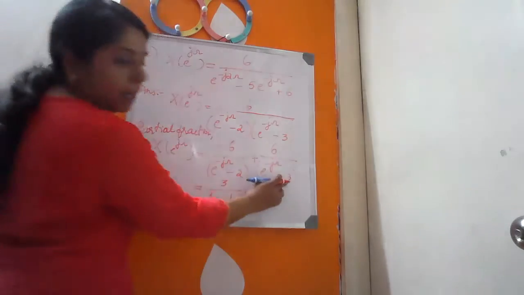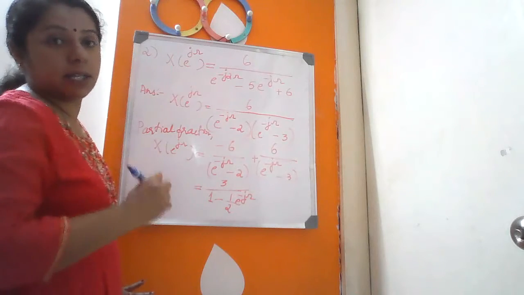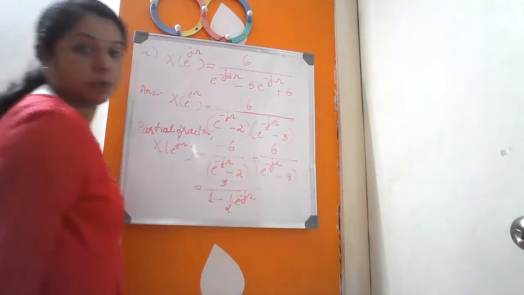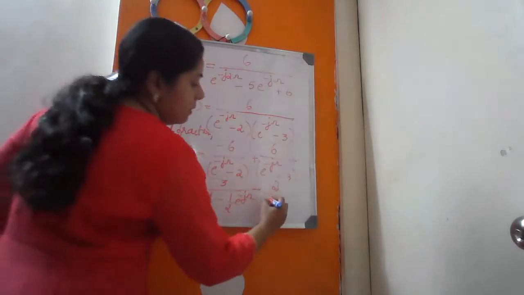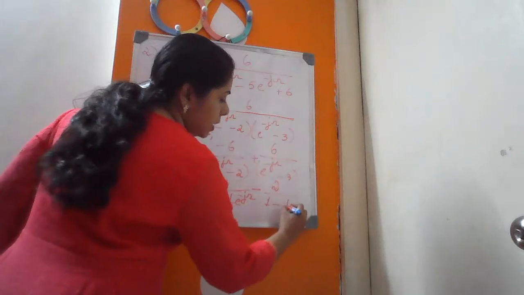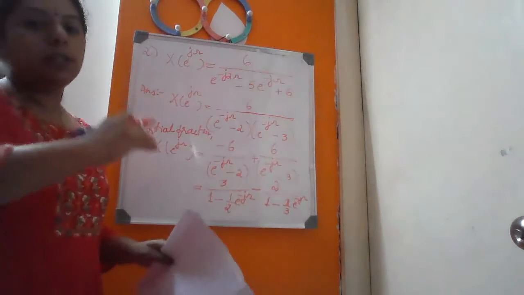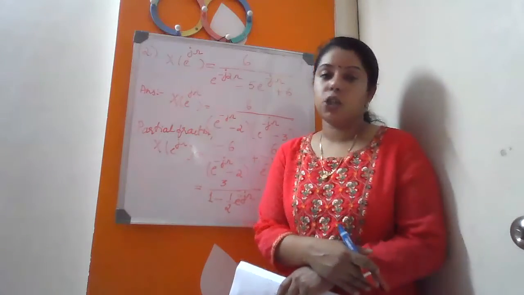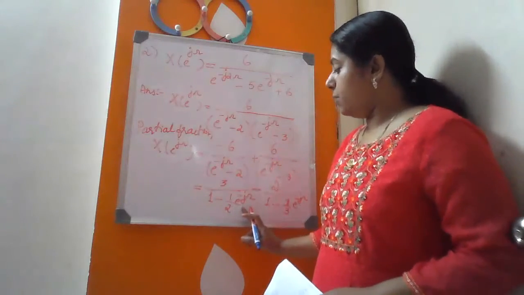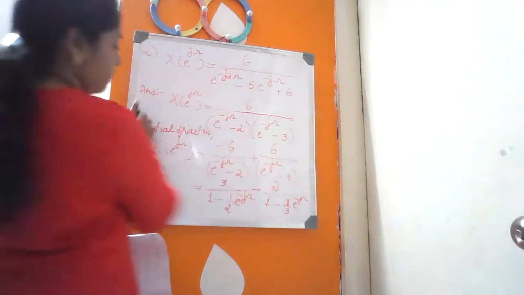As I said, what am I going to take outside? I'm going to take minus 3 outside. So I'm getting 6 by minus 3, which is minus 2. So here it is minus, not plus. So minus 2 divided by 1 minus 1 by 3 e power minus j omega. So both the first part and the second part are now represented in terms of 1 by 1 minus alpha e power minus j omega. So directly I can write the inverse Fourier transform of this equation.